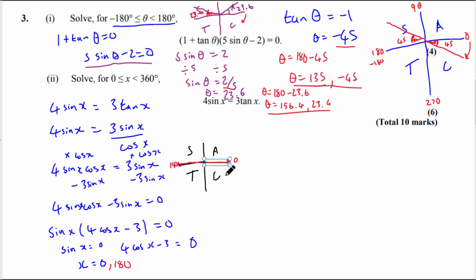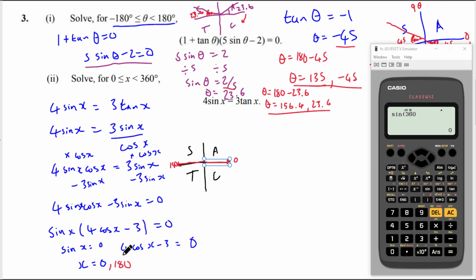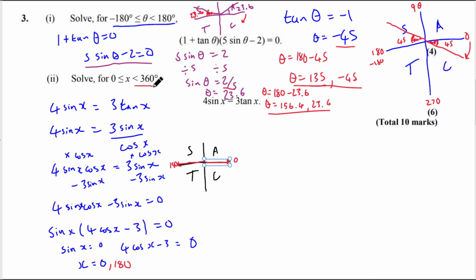If you go round the circle, you can see it's not going to work for the other values. So the next section is that we should be working on 4 cos x minus 3 equals 0, but I just want to show you something. Of course, if you go all the way round to 360, sine 360 is 0 as well. But look here, it does say less than 360. That's why you do not include the 360.